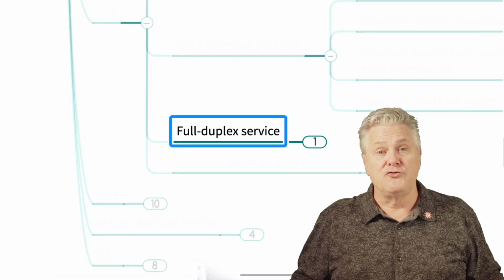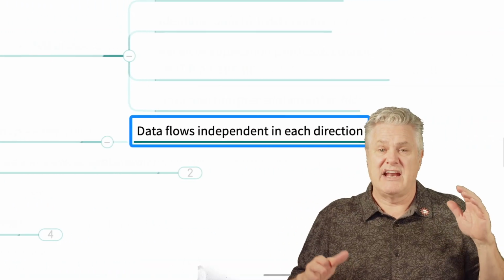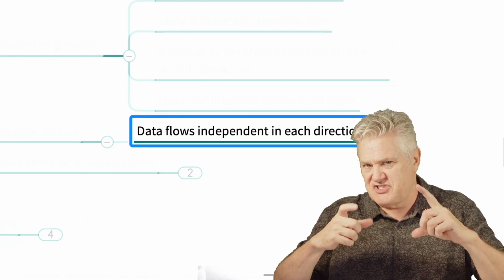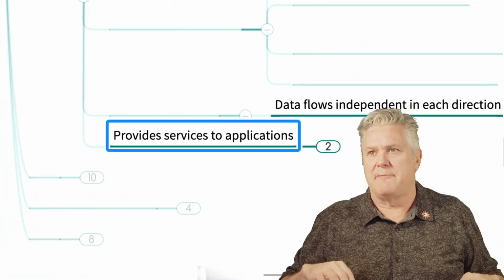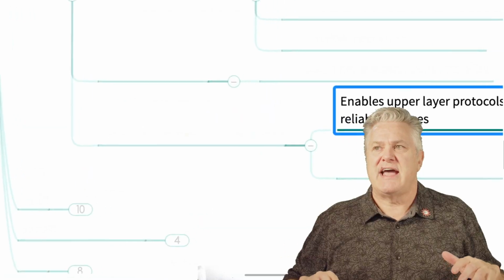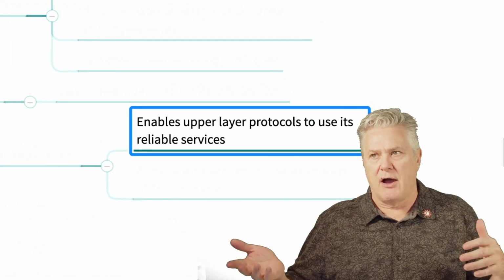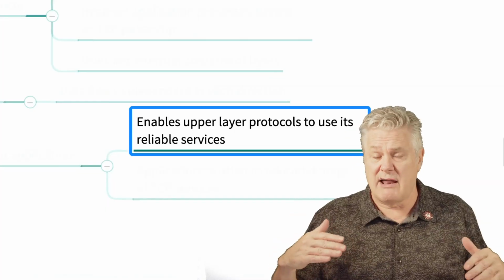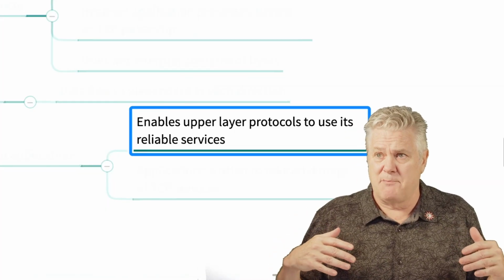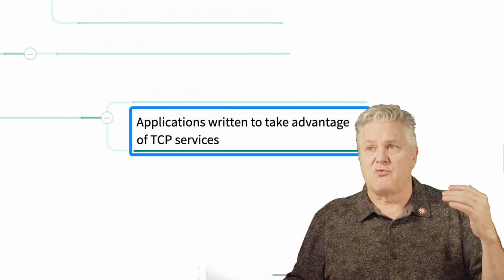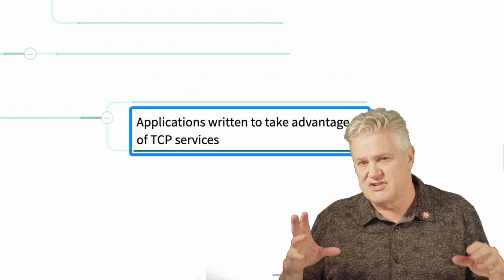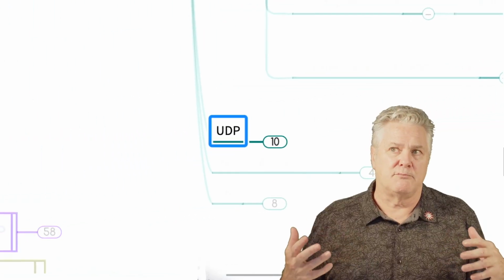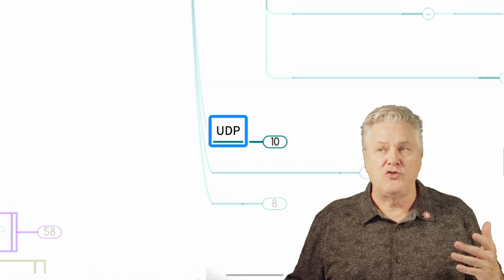It is a full duplex service, and that means that data can flow independently in each direction, so we need a signaling methodology, which we'll talk about. It provides the service to the applications, and that enables all the upper layer protocols to use its reliable services. A lot of upper layer applications depend upon that. The applications are written to take advantage of those services and how that service stack is implemented on that particular computer. Next, we go to UDP.